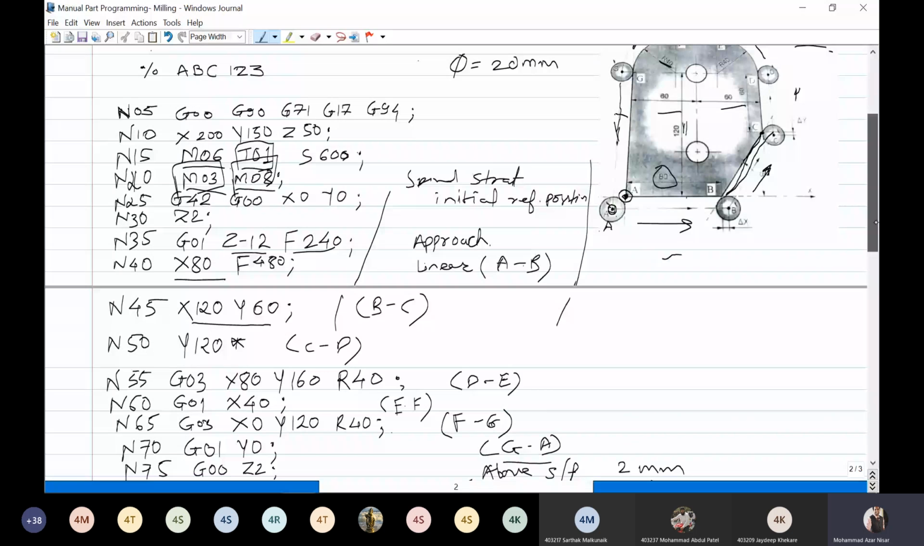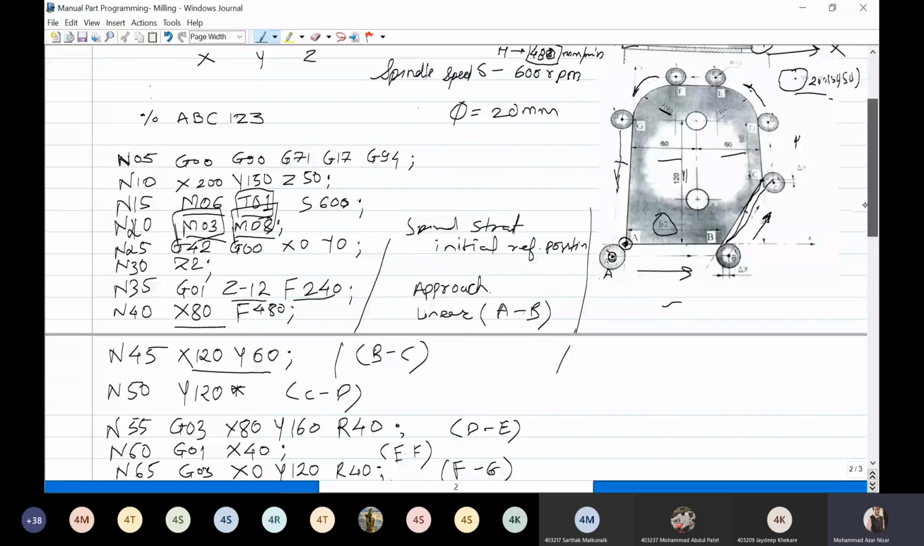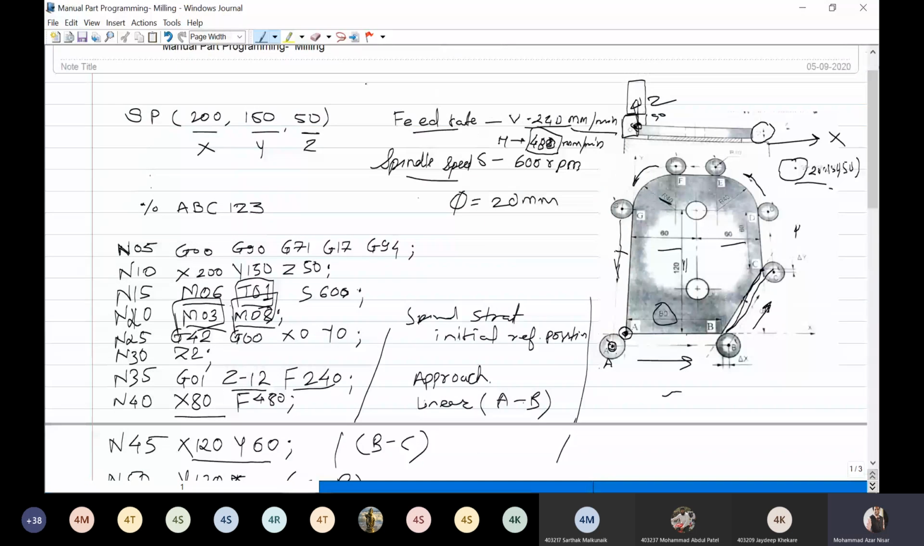I repeat once again how we have done. In this problem, they have given you the spindle speed, that is 600 RPM, and two feed rates, the approaching feed rate and the cutting feed rate. The diameter of the end milling cutter is given as 20 mm. Then they have given the start position, that is X200, Y150 and Z50. We consider this as Siemens programming, so we use percentage ABC 1 to 3 as the name of that program. Then N0, we have given the initial block.